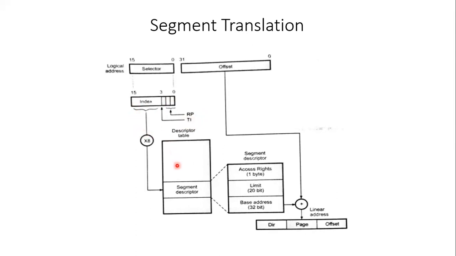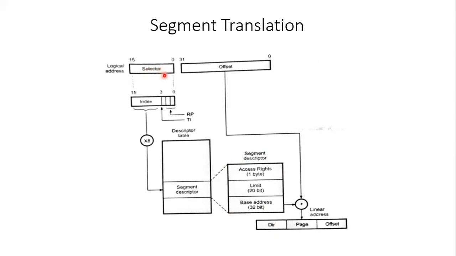After that, we will come to this block called the descriptor table. This descriptor table consists of the segment descriptor. Now, what does this segment descriptor consist of? This segment descriptor totally comprises access rights, limit, and base address. Totally, this is called a segment descriptor. After that, moving further, we will have directory, page, and offset. Now we will see each bit one by one.